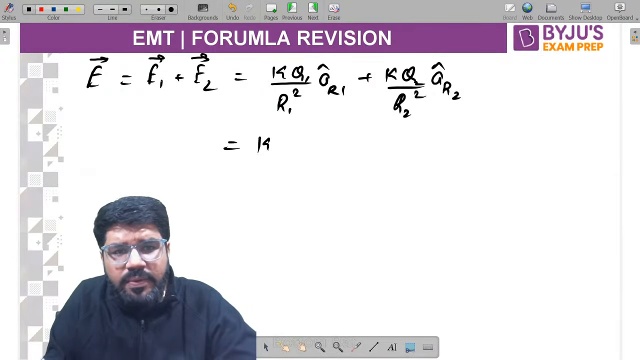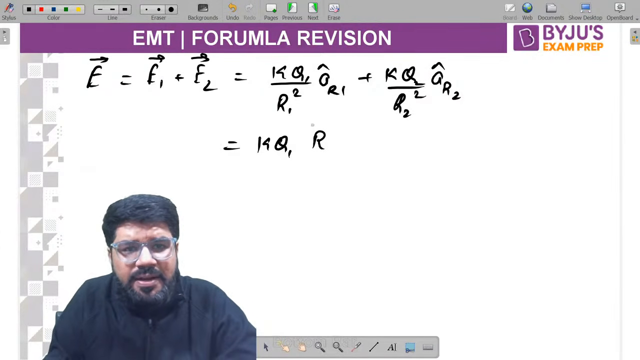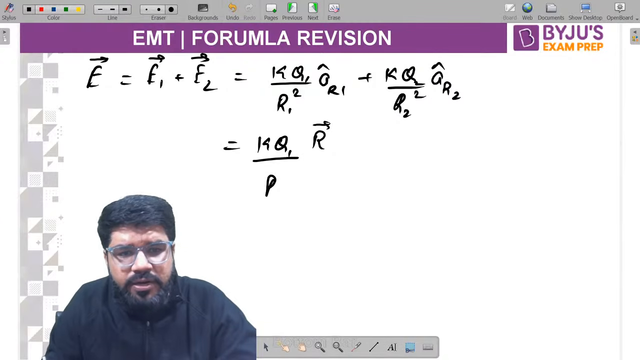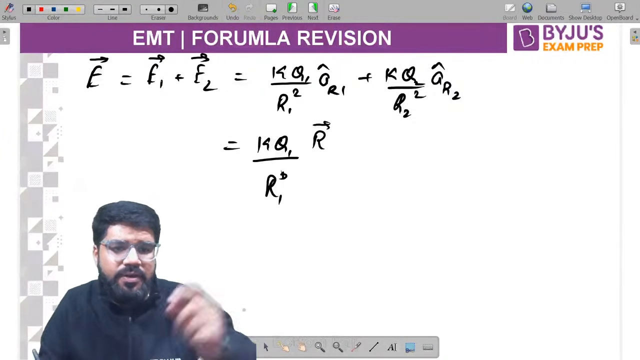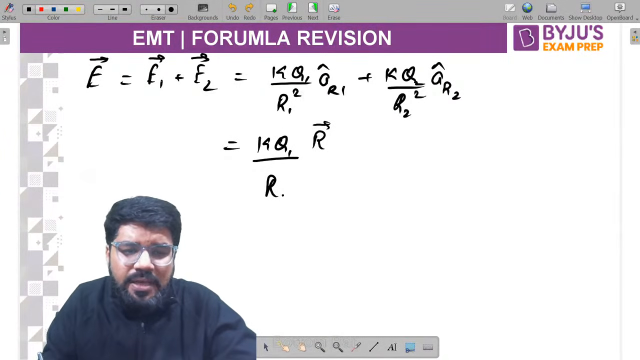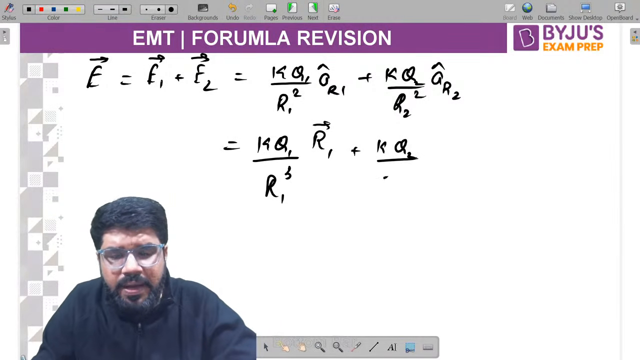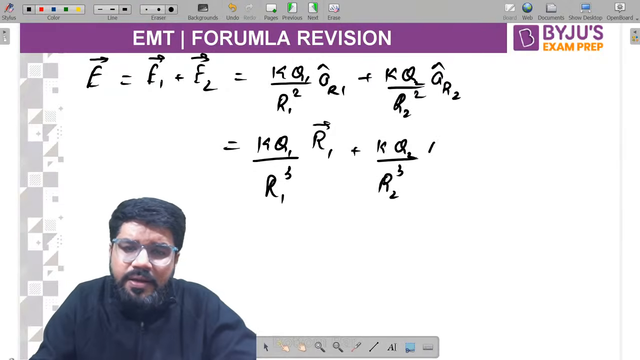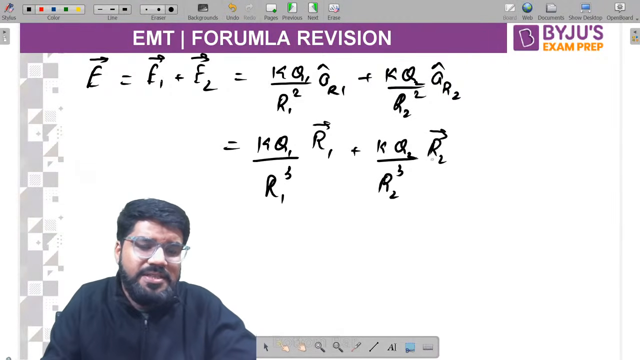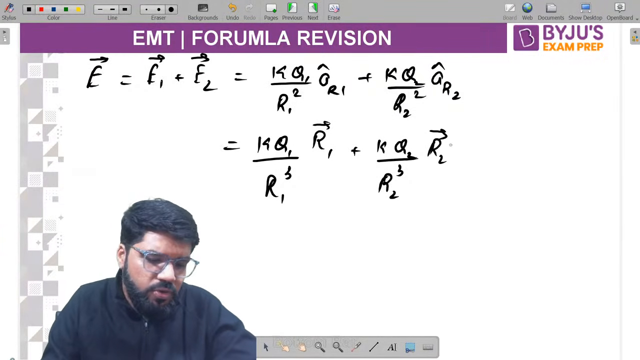What is the unit vector? If you write down the unit vector, it is a vector divided by its own magnitude. So it will become a cubic expression then, as we have learned earlier also. So this becomes KQ1 by R1 cube into the vector R1 plus KQ2 by R2 cube into the vector R2. Now let us place the values of Q1 and Q2.